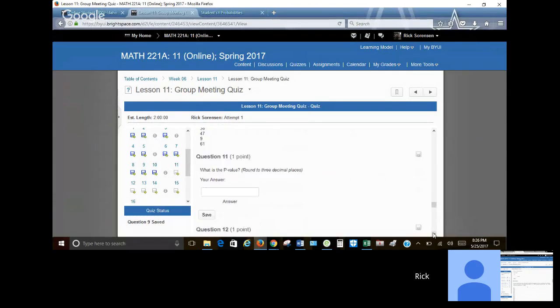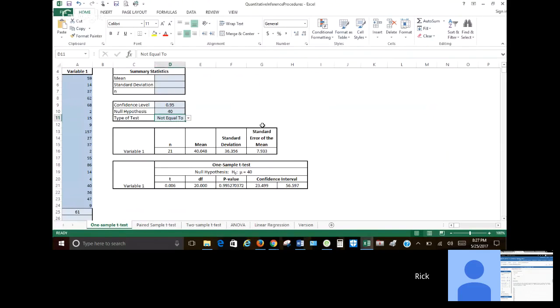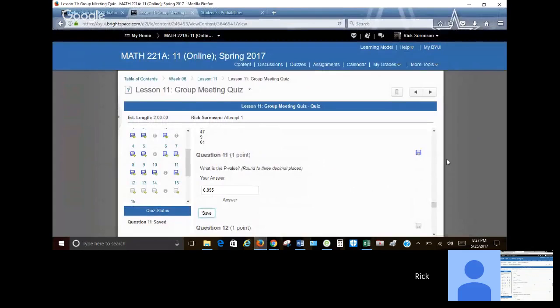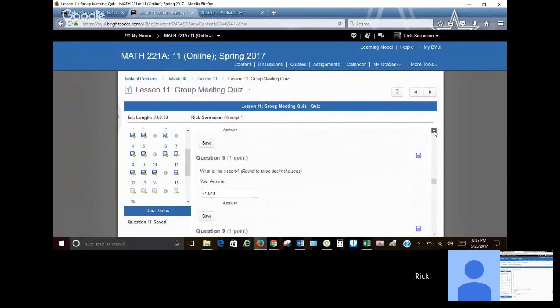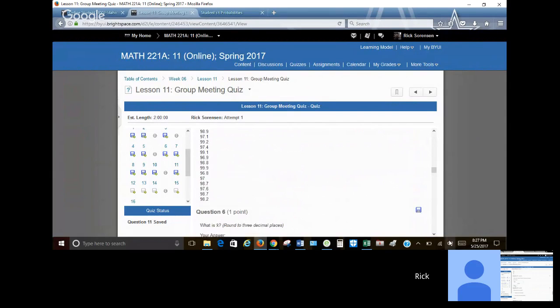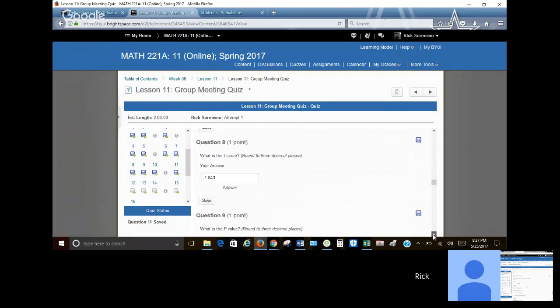Okay. And then our level of significance is 0.01. On the last one, did you check that too, Rick? When we were getting the p-value for question 9, you had that set to less than or greater than? I think I had it on greater than. That should be right. I know it wasn't on not equal to. If it was on greater than, then it was fine. I just changed it to not equal to for this one.